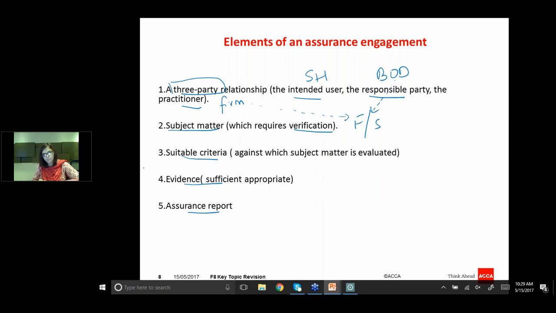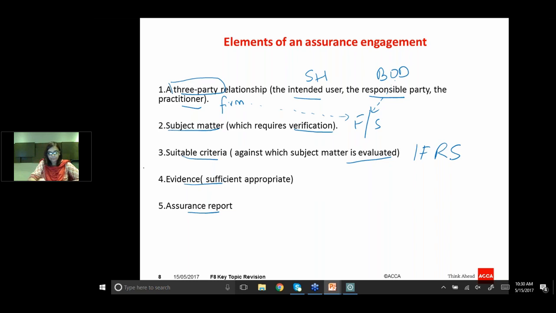They are going to match these financial statements to the reporting framework. So how do I know the inventory figure is correct? I compare it to IAS 2. How do I know their revenue recognition is okay? I compare it with IFRS 15. So the suitable criteria against which the subject matter is evaluated, in my example, are the reporting standards.